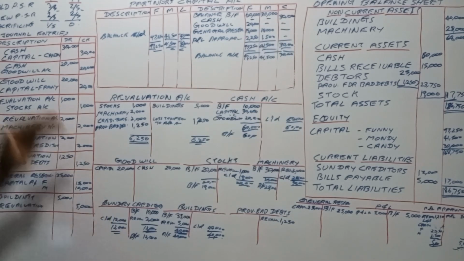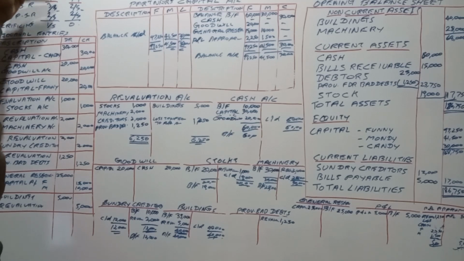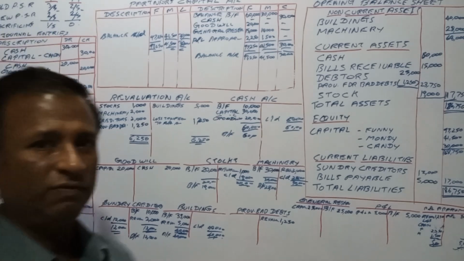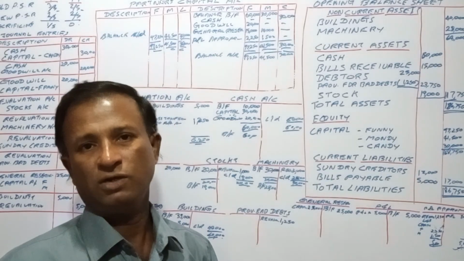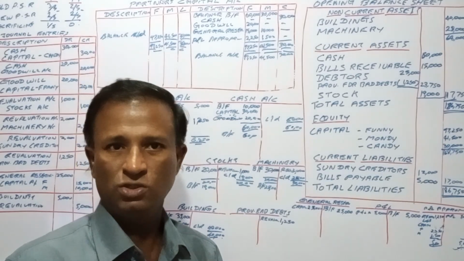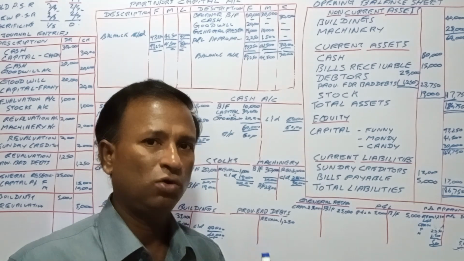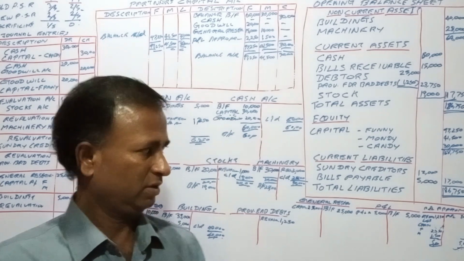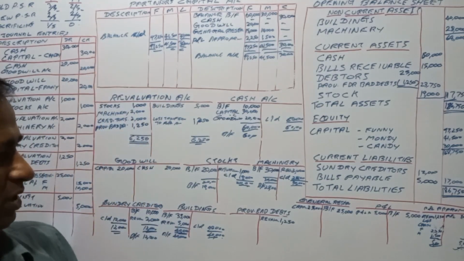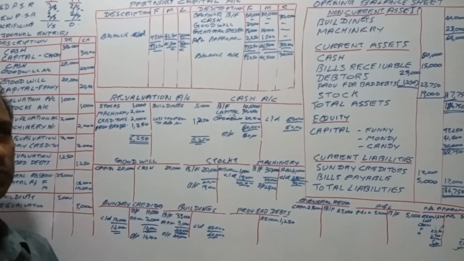So you know how to calculate the sacrificing ratio. If they have given the old ratio and the new ratio, then of course the goodwill has to be distributed among the old partners according to the sacrificing ratio, right? So I hope you have understood.